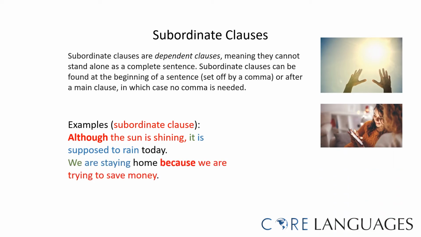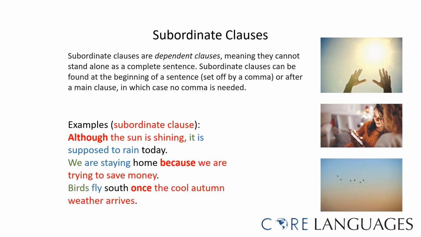We are staying home because we are trying to save money. This example starts with the main clause, so we do not need to use a comma. Because we are trying to save money is the subordinate clause, and because is the subordinating conjunction. Birds fly south once the cool autumn weather arrives. This sentence also starts with the main clause, so we omit the comma. Once the cool autumn weather arrives is the subordinate clause, and once is the subordinating conjunction.